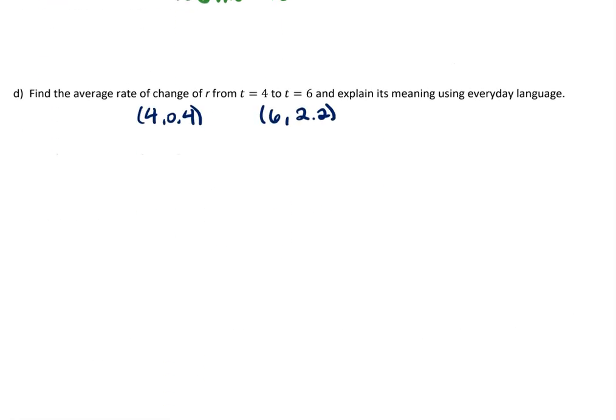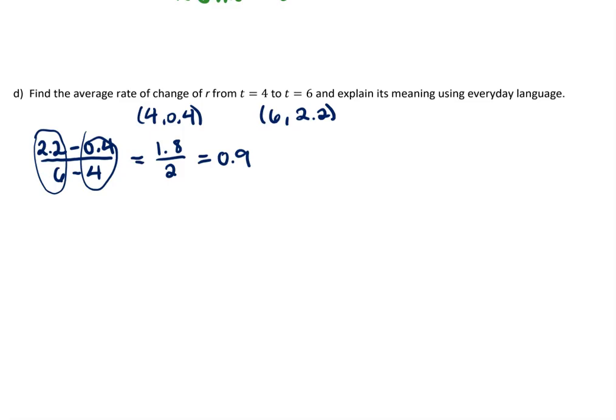So when we calculate slope, we're going to do change in y over change in x, and it's completely fine if you reverse the order of the points, as long as you reverse the top and the bottom. So 2.2 goes with 6 and 0.4 goes with 4, and we don't want to reverse that at any point. That would be bad. So I think I'm getting 1.8 over 2, which is 0.9.